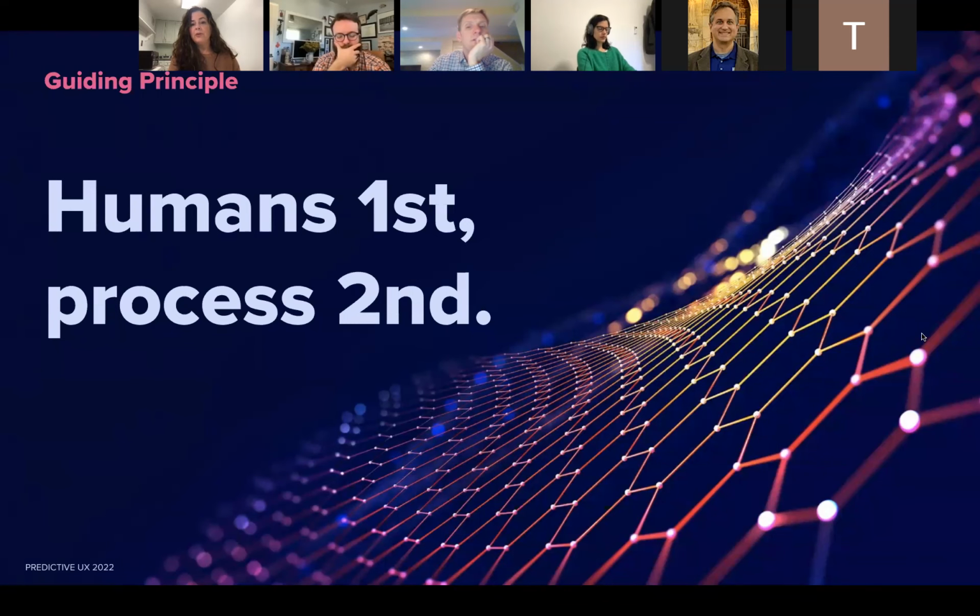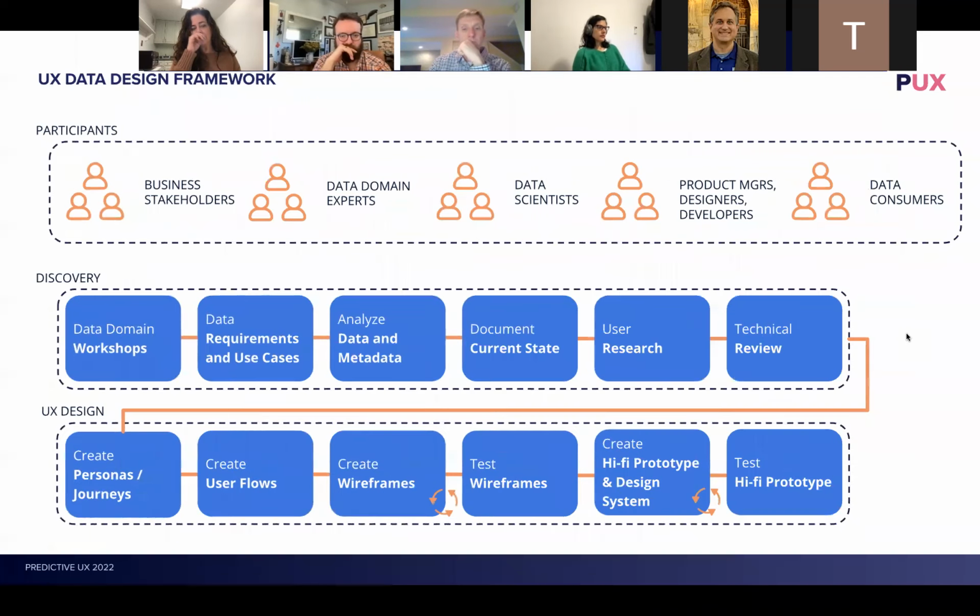So one of our guiding principles as we think about data projects is human first and process second. And here's what that looks like. So the participants are on the top of this slide on purpose, because we really want to start with who are we even talking about? Who are all the people that could possibly be involved in this product?